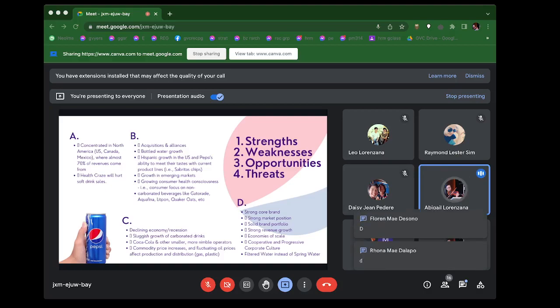Okay. We have, okay, Florin May, Rona, and Julian. Yes, actually, that is correct. Strength. Obvious naman, di ba, yung word na strong. Okay. Sige, let's try. How about number two? What's the answer to number two? What are weaknesses?